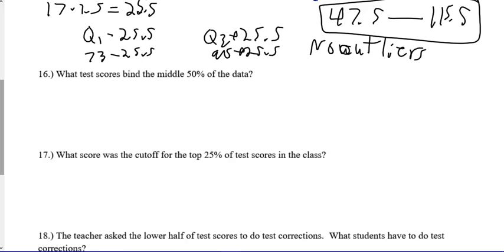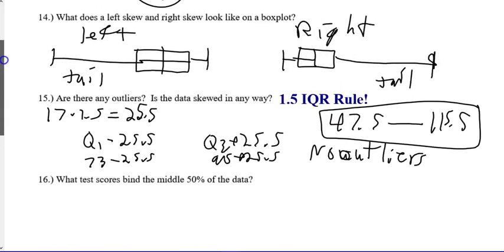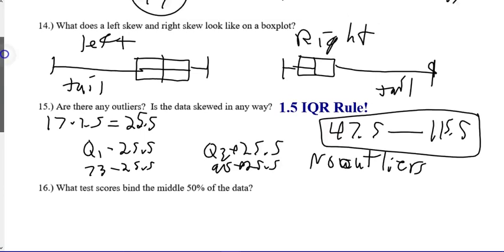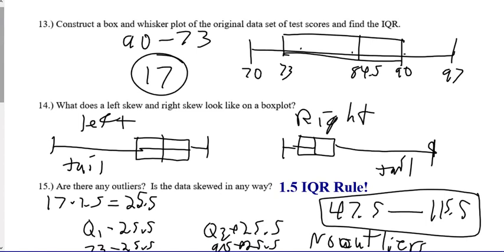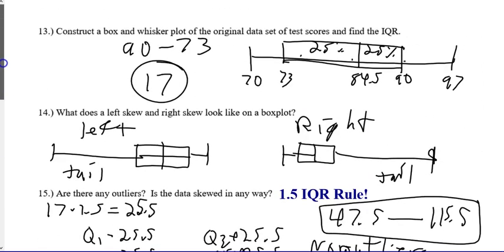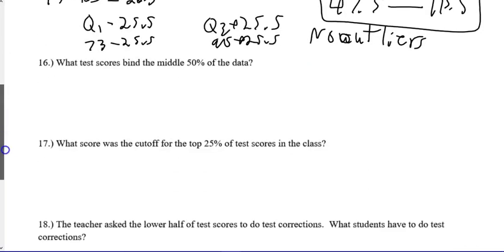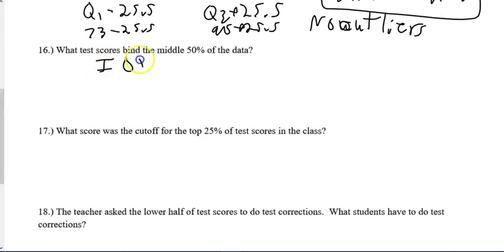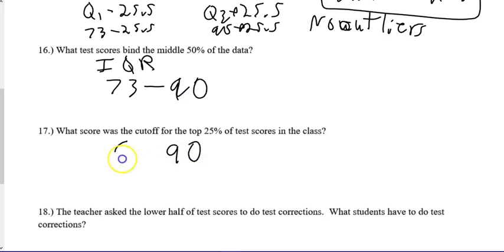What test scores bind the middle 50% of the data? Well, the middle 50%, remember, this is 25% of the data, and this is 25% of the data. So the IQR, 73 to 90, is the middle 50% of the data. Half the students are in that range. What score was the cutoff for the top 25%? Well, that's 90. Q3.